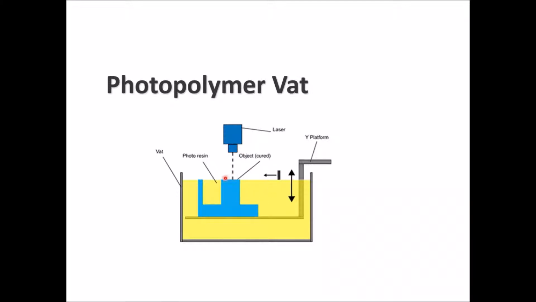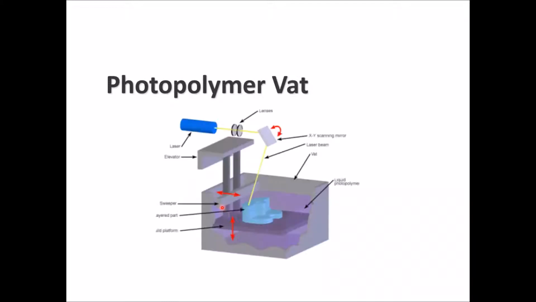So the laser will go down and the photoresin will solidify, and the base platform will move up and down to build a new layer until you produce your final design or 3D object. Another illustration for the same process, you have the laser moving through lenses.